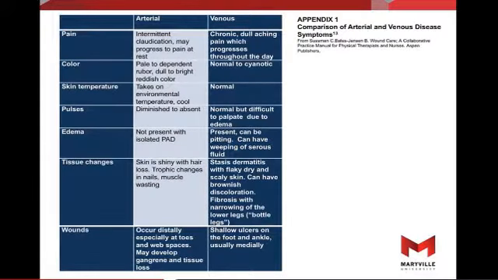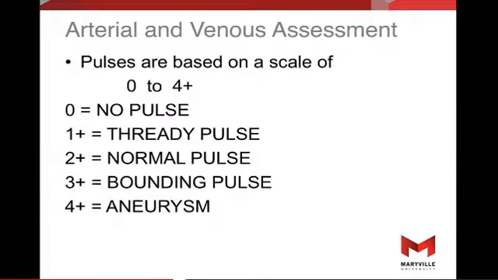Same thing goes with arterial versus venous. I would have a good understanding of how you're going to differentiate an arterial versus a venous cause for the two different disease processes. So having a good understanding of the difference between pain, color, skin temperature, pulses, edema, tissue changes, and the type of. So this is a good review of arterial versus venous assessment.